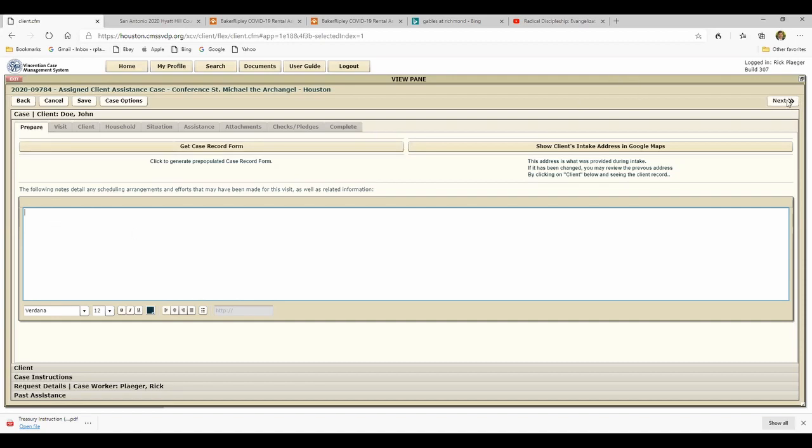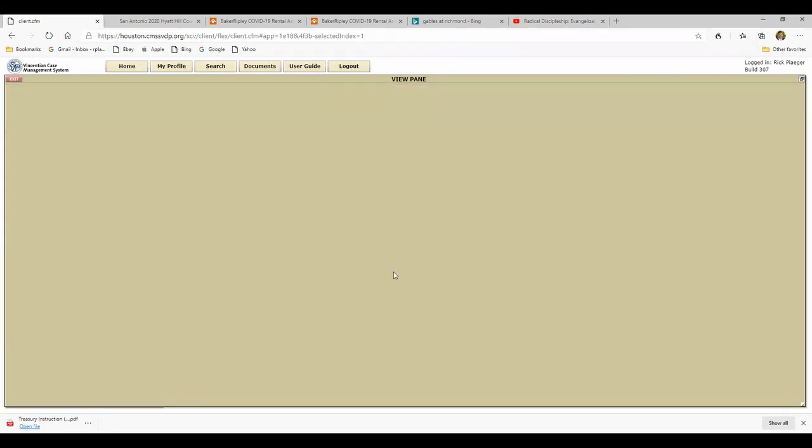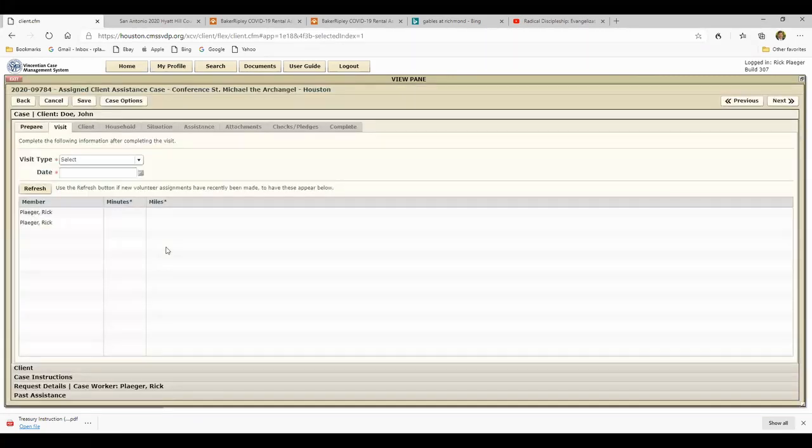So you go to your next screen, which is the visit itself. And this, first of all, asks you the type of visit. Everything we're doing right now are telephone visits. We're not having any in-home home visits. It asks you the date that you had the telephone visit. And now it's asking you to put in the amount of time that you've spent.